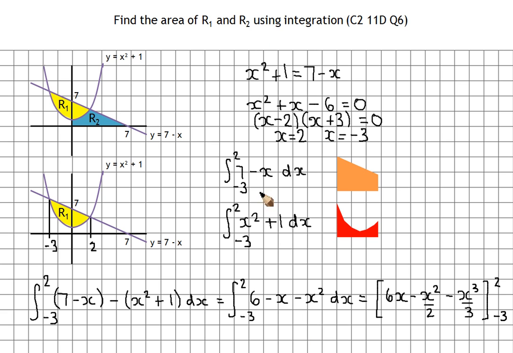Now, when I substitute these values in, first of all, what happens when I substitute 2 in? That becomes 22 over 3, and you can check that using your calculator. Then I'm going to be subtracting negative 27 over 2. So this becomes 22 over 3 plus 27 over 2, and that gives me the answer 20 and 5/6. So the area of R1 is 20 and 5/6. That's the question done.